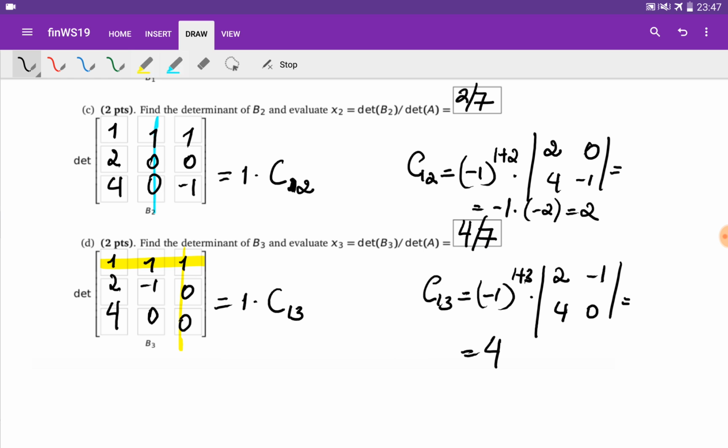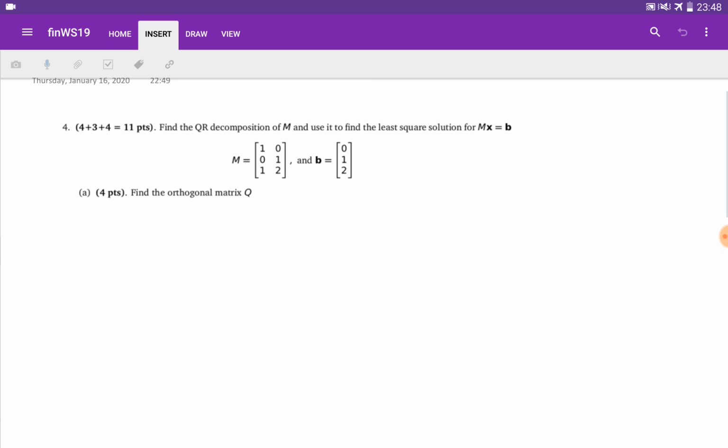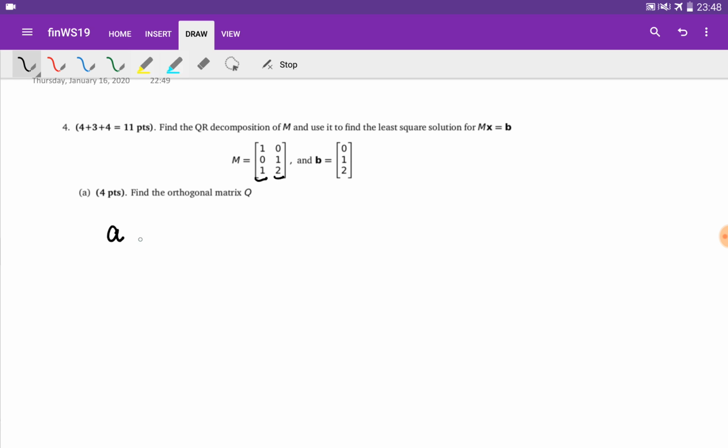The last problem is about a QR decomposition. First of all, we need to find the two columns of the Q matrix, which is an orthogonal matrix. So we set the vector a to be equal to the first column of M, which is going to be 1, 0, 1. To find the vector b, it's going to be b minus (a transpose b divided by a transpose a) multiplied by a.